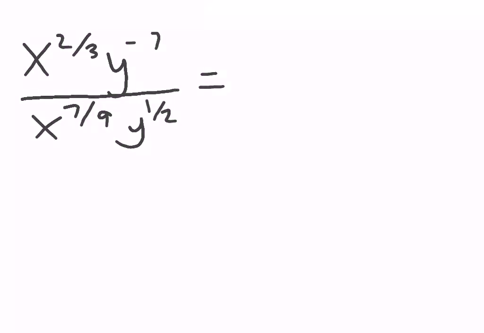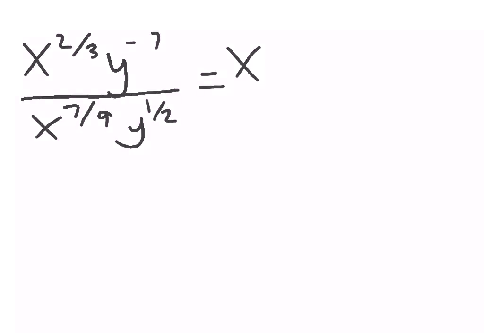Okay, so let's go ahead. We have x to the 2/3 over x to the 7/9. I need to make a common denominator there. I also see that I have a negative 7 in the top, which I would like to make positive, and I have a y to the negative 1/2 in the bottom. Negative 7 and 1/2, I'm going to need a common denominator for those as well. So let's start with the x's. X to the 2/3 over x to the 7/9. I'm just going to go ahead and make my common denominator there.